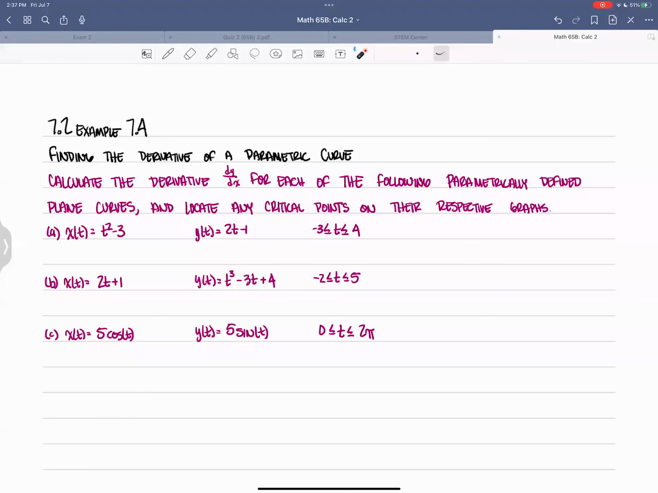Section 7.2, example 4, finding the derivative of a parametric curve. Calculate the derivative dy/dx for each of the following parametrically defined plane curves and locate any critical points on their respective graphs.